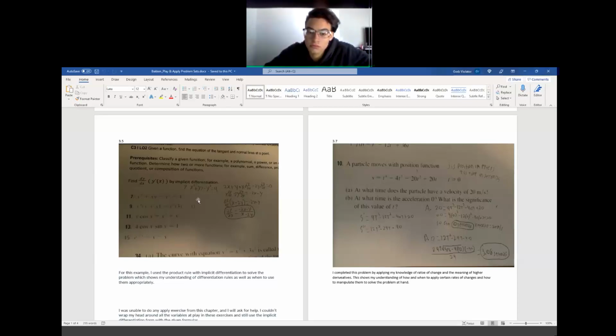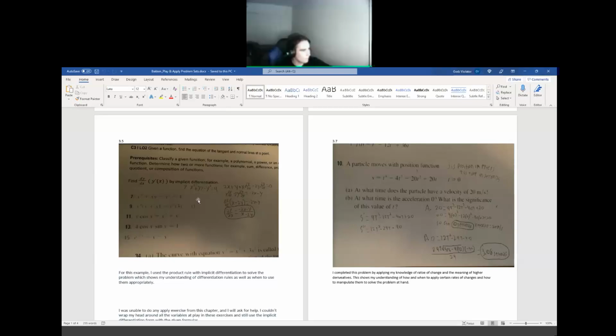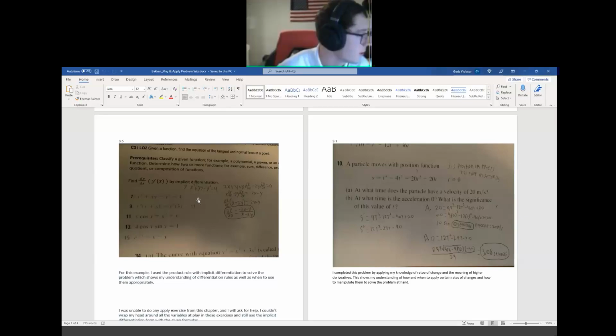A particle moves with this position function. I think we all did number 10, right? Yeah, I did. All right, this is gonna be interesting. We could also share insights and then make a question on it. So A, at what time does the particle have a velocity of 20 meters per second? And B, at what time is the acceleration 0? And what is the significance of this value of t?